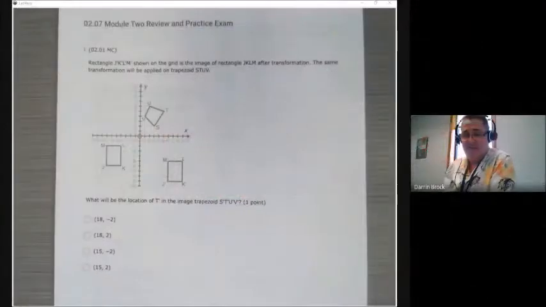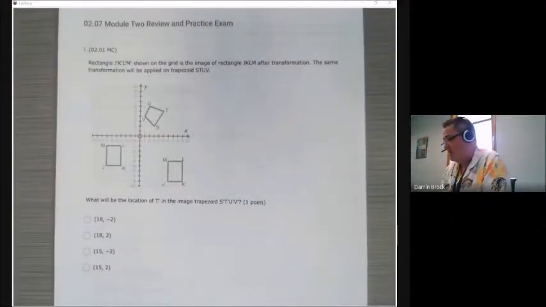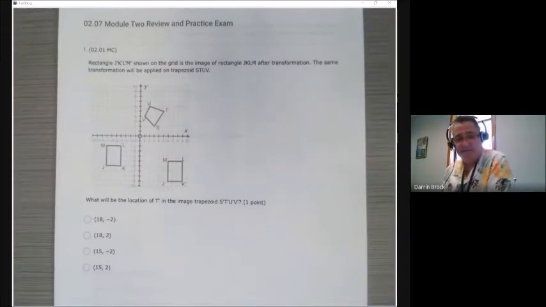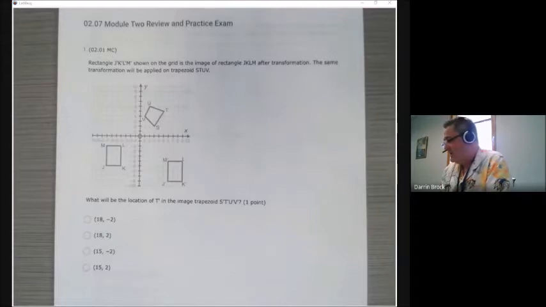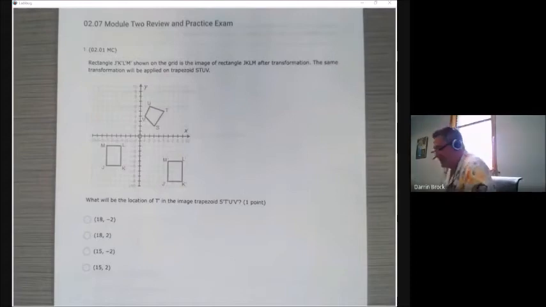Okay, this is the test review for Module 2. What I've done is I have taken one of the practice exams. I just clicked on the practice exam assignment. It randomly chose some questions for me, and then I printed it out. So I have it here on paper to work out with you guys. Let's go through these problems and see how to do this practice exam as a warm-up for the test.